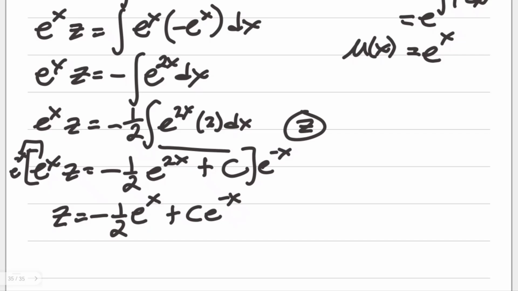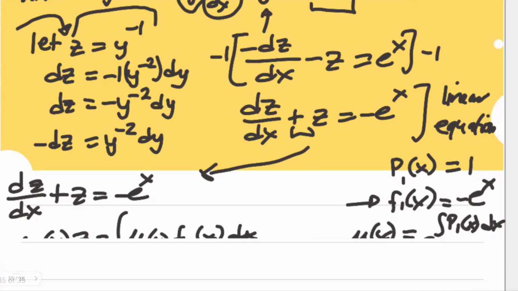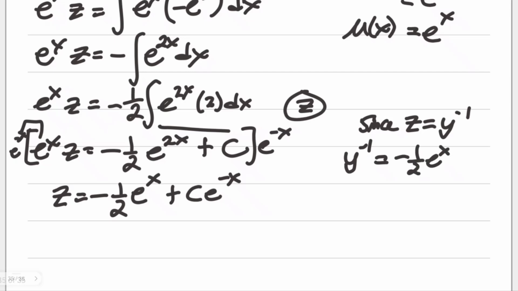We are done solving for z, but the main goal is to solve for y. What was z earlier? Since z is equal to y to the power of negative 1, this would mean y to the power of negative 1 is equal to negative 1/2 e to the power of x plus c e to the power of negative x.